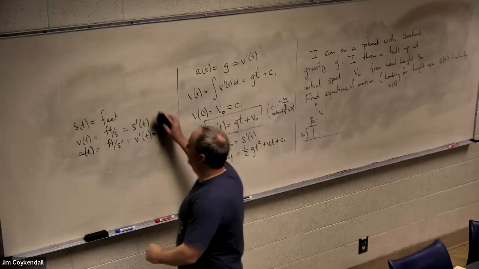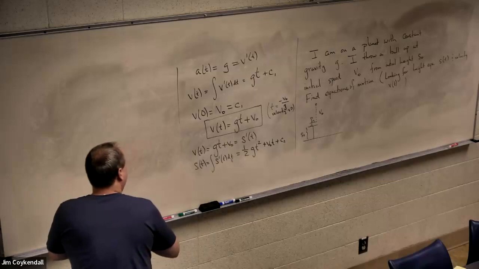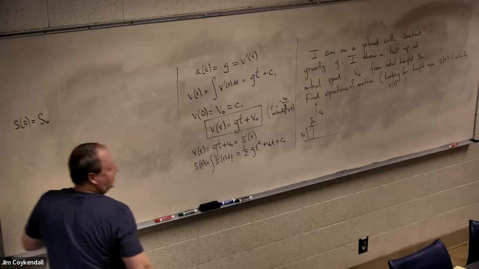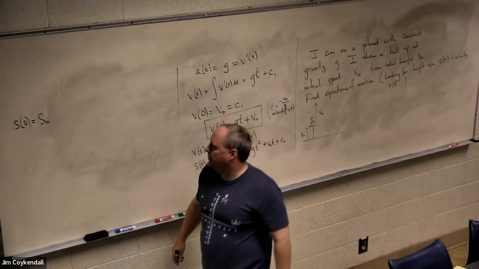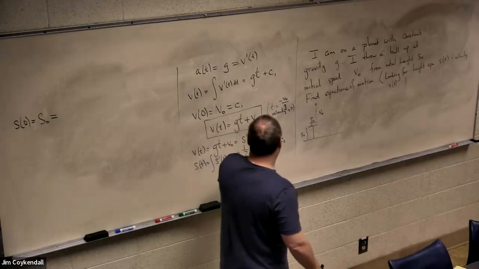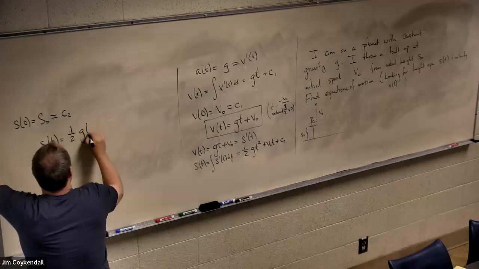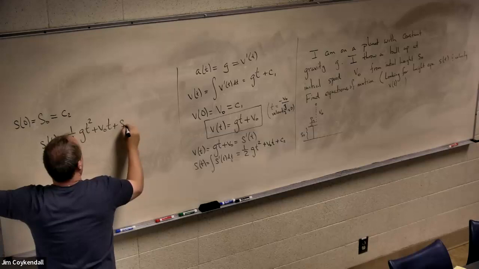But we've also got more information in the problem that tells us what this is. S of zero, that's the initial height of the object. So the top of the building. And what happens when I plug in zero to this? I get C2 equals S zero. So finally, I get S of T is one half G T squared plus V zero T plus S zero.